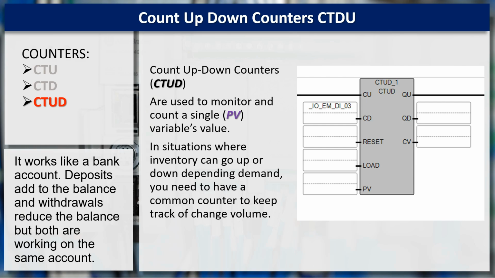Count up down counters are used to monitor and count a single process variable value. In situations where inventory can go up or down depending on demand, you need to have a common counter to keep track of the change in volume. This instruction works like a bank account. Deposits add to the balance and withdrawals reduce the balance, but both are working on the same account.